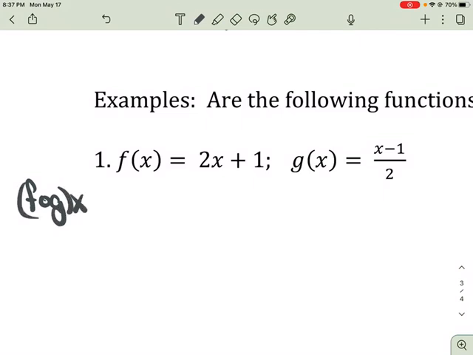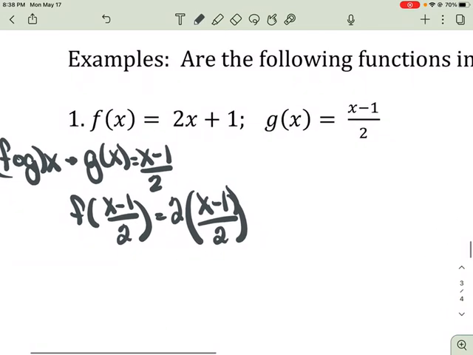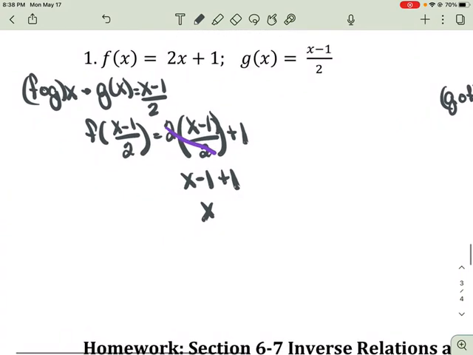So we're going to do f composed of g. Remember that means we're going to find g of x first. That's that guy, x minus 1 over 2. And that means I'm going to take that and put it into f. So 2 times x minus 1 over 2. So we're going to clean this up and simplify. These two are going to cancel, and oops, I forgot the plus 1. I got too involved in what I was doing. Oh, yay, it goes to x. Huzzah! So that looks good.